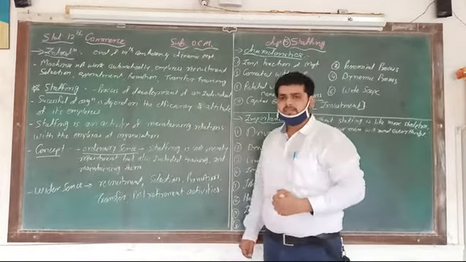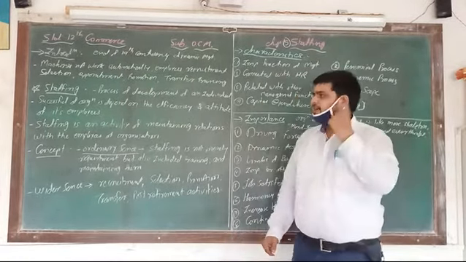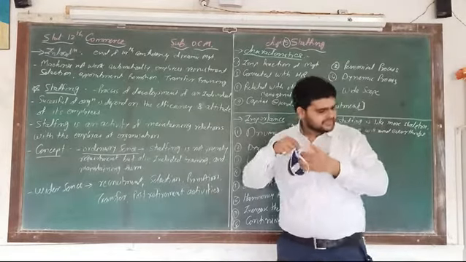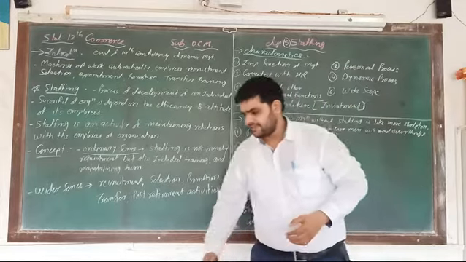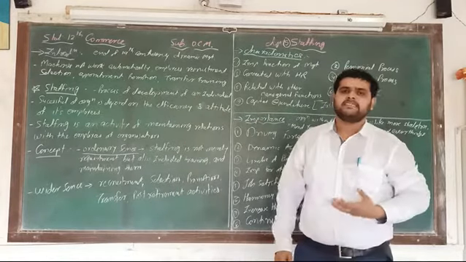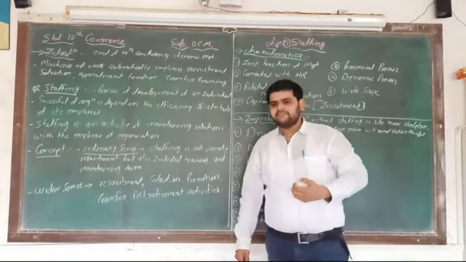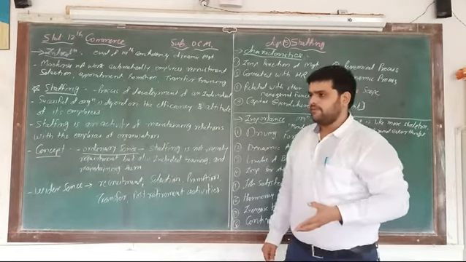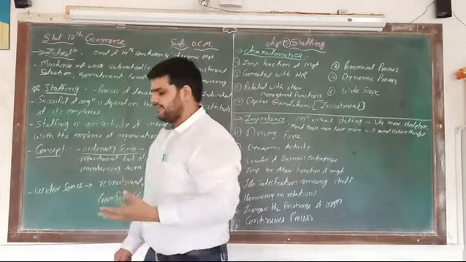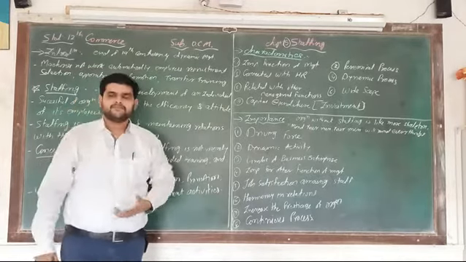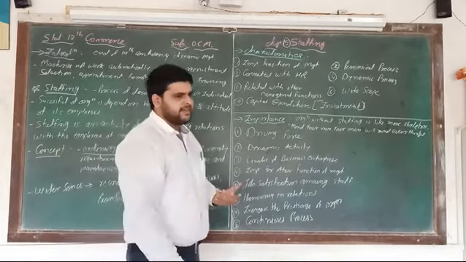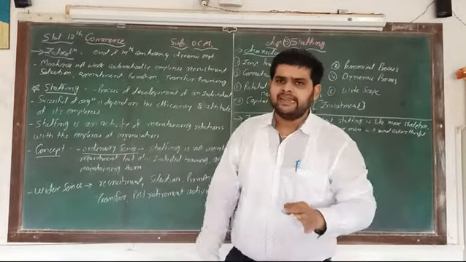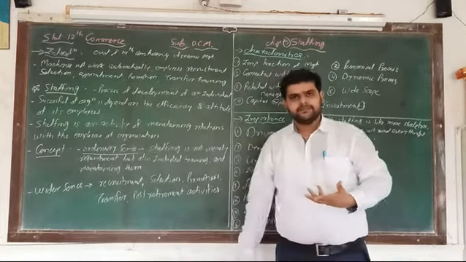Standard 12 Commerce, subject OCM, and chapter number 5, that is staffing. So today we are going to discuss the next chapter. Last time we discussed up to chapter number 4, that is organizing. As we know, management is an art of getting work from other people.